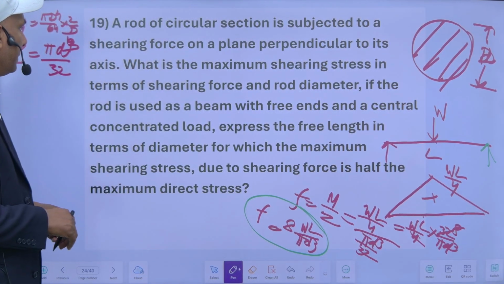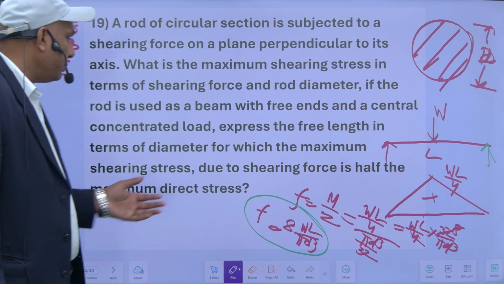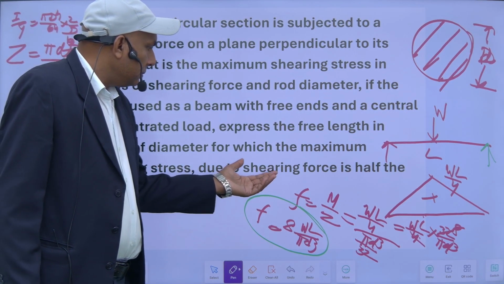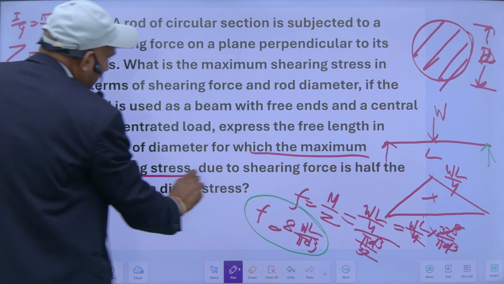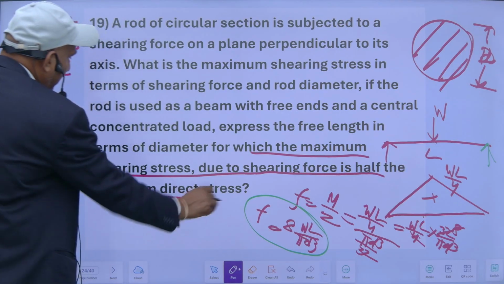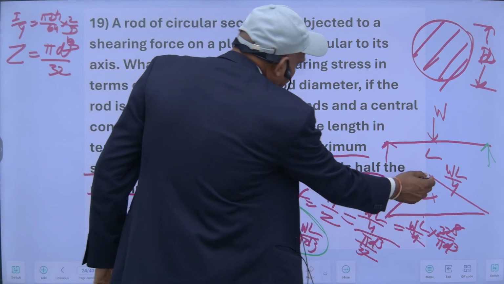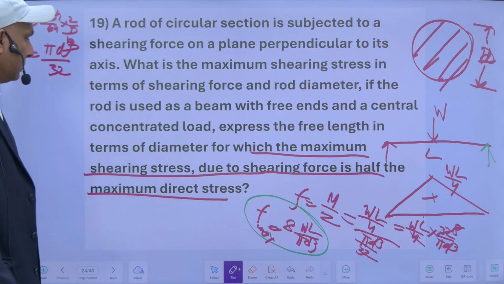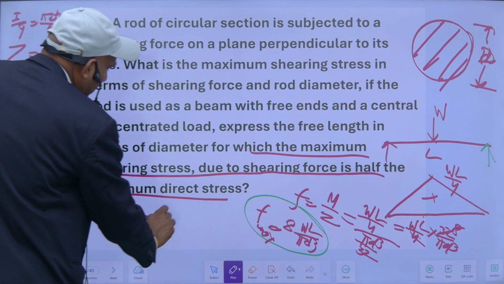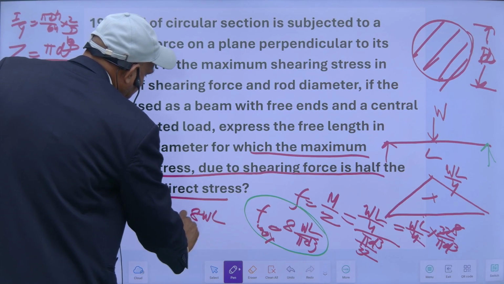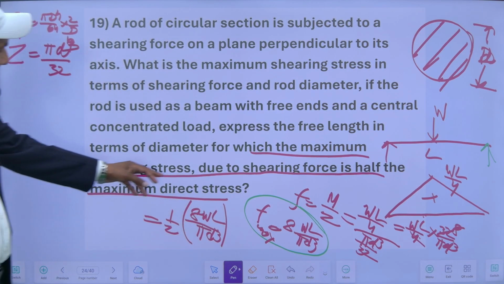Now what he says is that the maximum shearing stress due to shearing force is half the maximum direct stress. So the maximum direct stress is this one, the maximum bending moment M upon Z, this is the stress. So half of this stress will become the maximum shearing stress, q max.